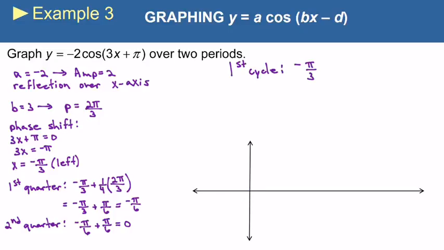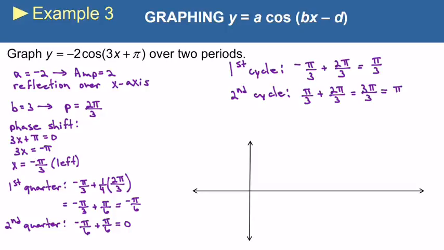Before we start labeling, let's go ahead and calculate the end of each cycle. So to find the end of the first cycle, take the beginning of the first cycle, add a period to it, and that puts us at 1 pi over 3. And to find the end of the second cycle, take the beginning of the second cycle, add a period to it, and that gives us 3 pi over 3, which we know reduces to pi.